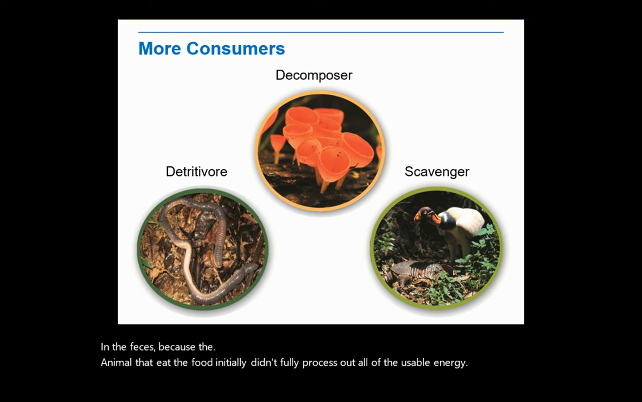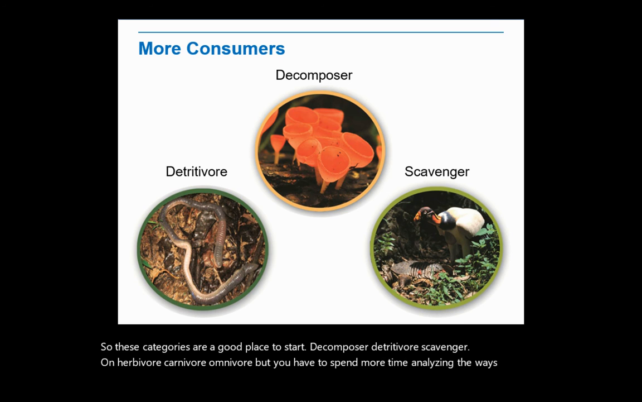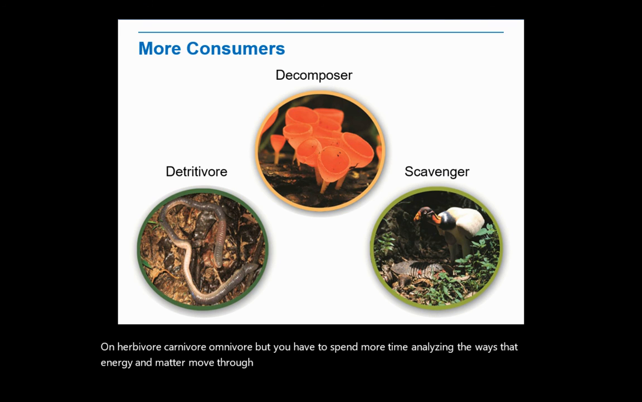So these categories are a good place to start: decomposer, detritivore, scavenger, and so on, herbivore, carnivore, omnivore. But you have to spend more time analyzing the ways that energy and matter move through ecosystems in order to truly understand how ecosystems work.